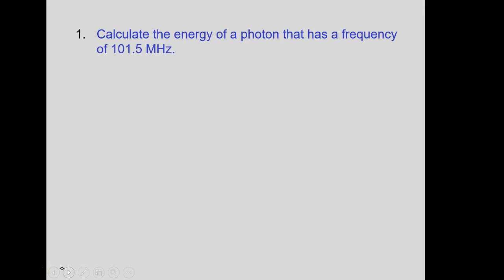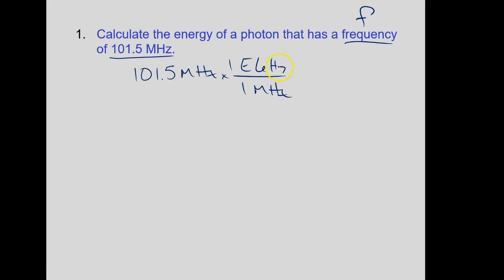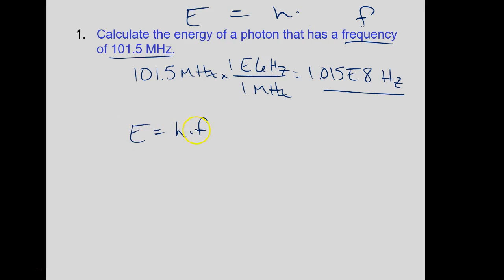So it says calculate the energy of a photon that has a frequency of 101.5 megahertz. So that is frequency. And again, it can't be megahertz. 1 megahertz is 1 e to the 6th hertz. So I get 1.015 e to the 8th hertz. So that's the frequency. Since I have frequency and I want energy, I'm going to use this equation. E equals h times the frequency.